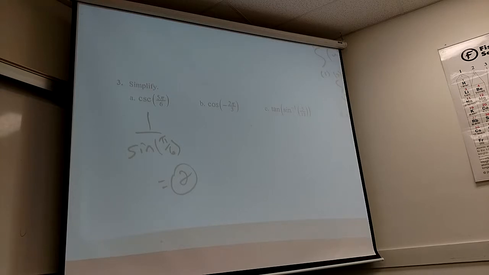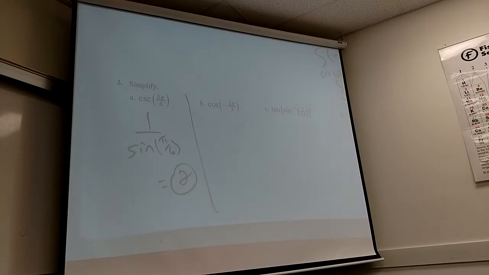Okay. And then, of course, all the negative signs and all that kind of stuff. Cosine, so this is going to be negative 2 pi over 3. It's going to be in what quadrant? Fourth quadrant. And so cosine's going to be positive. So I can take the negative out without any problem.